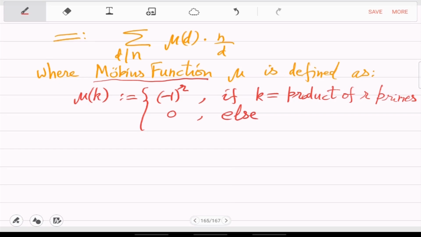Okay, is that clear? So if k is just a product of distinct primes, then it is plus or minus 1. If it is not, which means that there is some prime whose square divides it, for example, then mu of p square is 0. And just to be clear, for 1 it is 1.